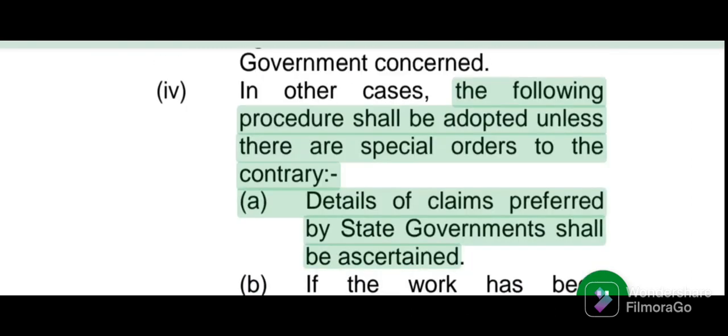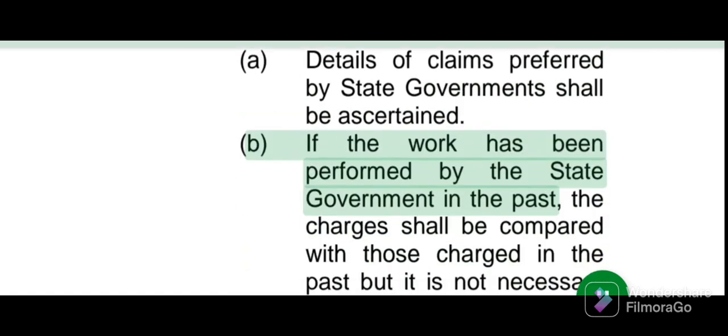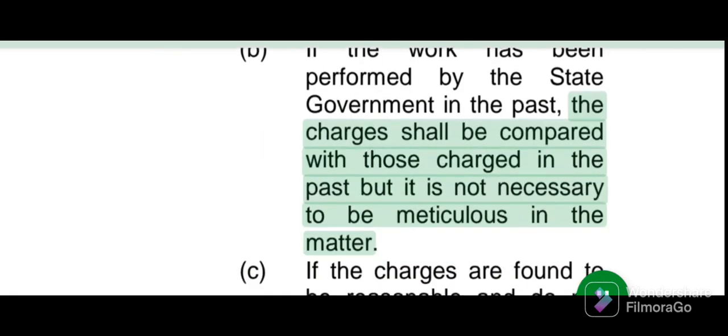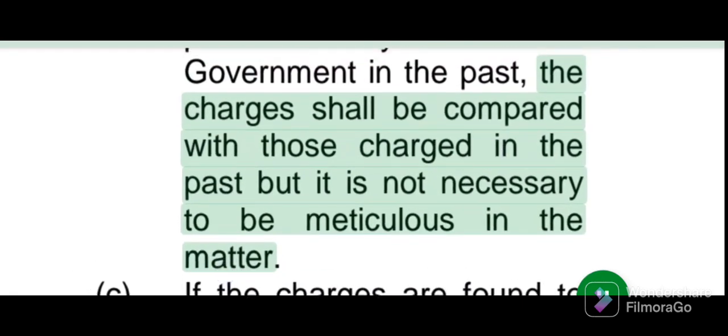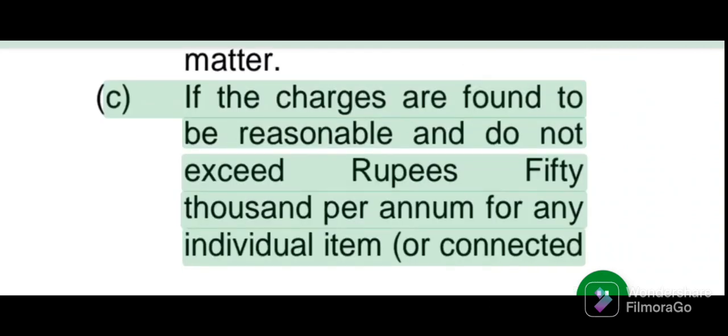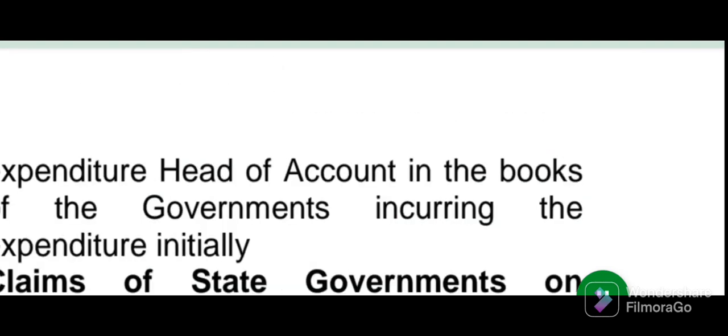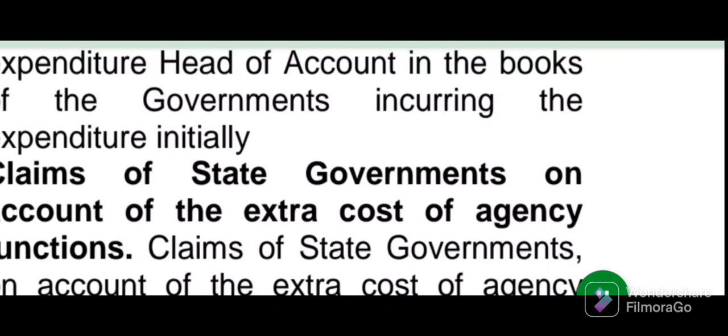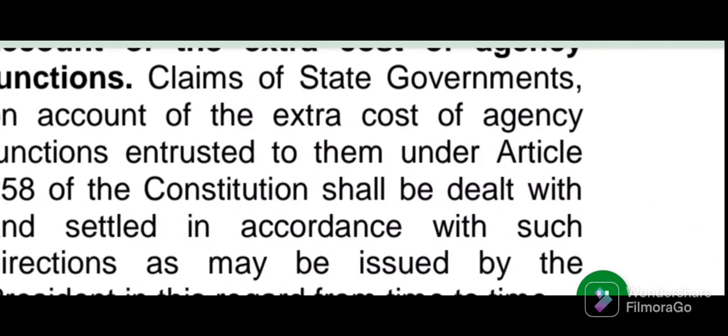In other cases, the following procedure shall be adopted unless there are special orders to the contrary. A. Details of claims preferred by state governments shall be ascertained. B. If the work has been performed by the state government in the past, the charges shall be compared with those charged in the past, but it is not necessary to be meticulous in the matter. C. If the charges are found to be reasonable and do not exceed Rs 50,000 per annum for any individual item or connected group of items, a 5 years contract shall be offered to the state government during which the central government would pay the fixed sum per annum for the work. The amount will be subjected to review at the end of each period of 5 years.